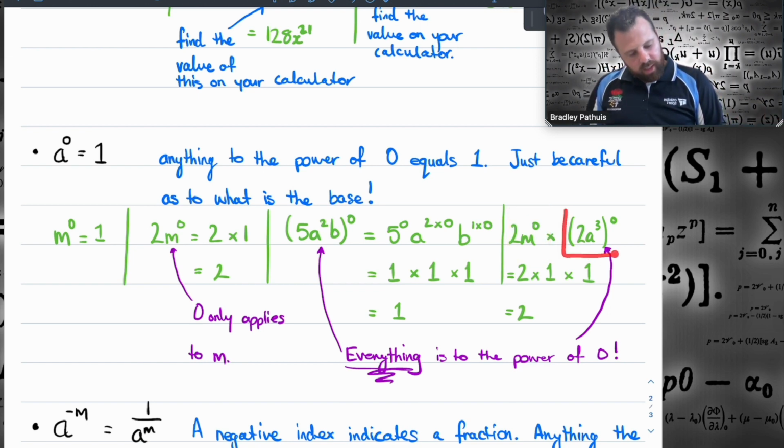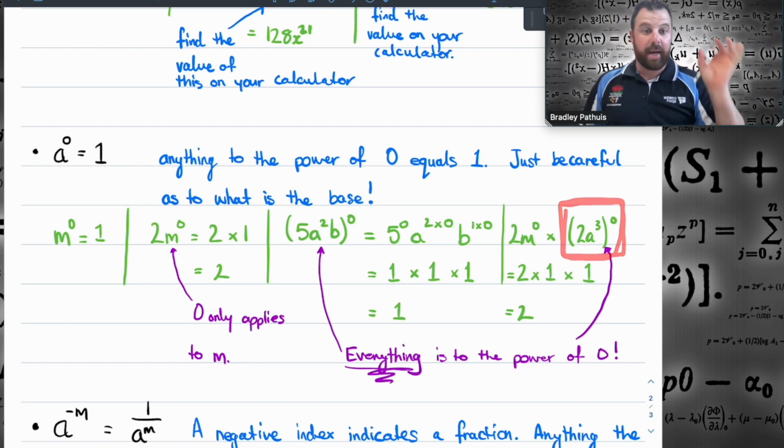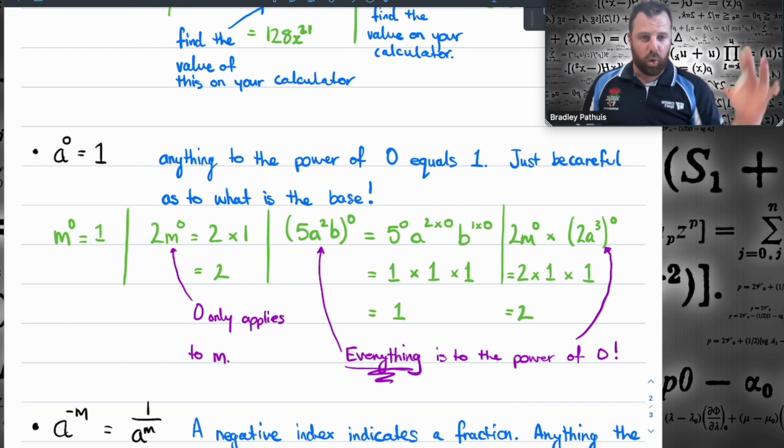The next thing I asked you to multiply it by was this bracket. But everything in that bracket was to the power of 0. So that whole figure became 1. So this statement here just becomes 2 multiplied by 1 multiplied by 1, which equals 2.